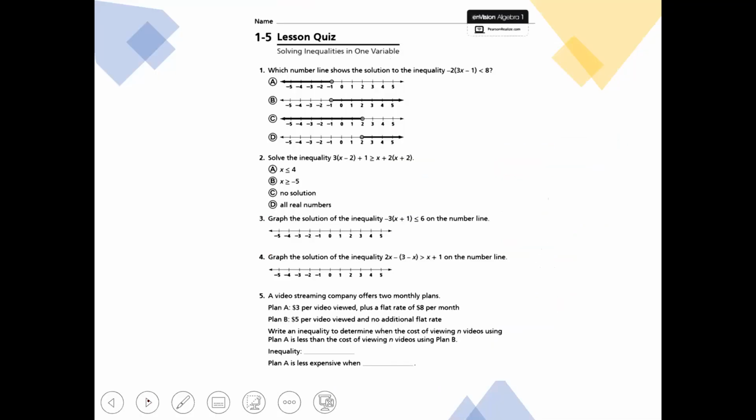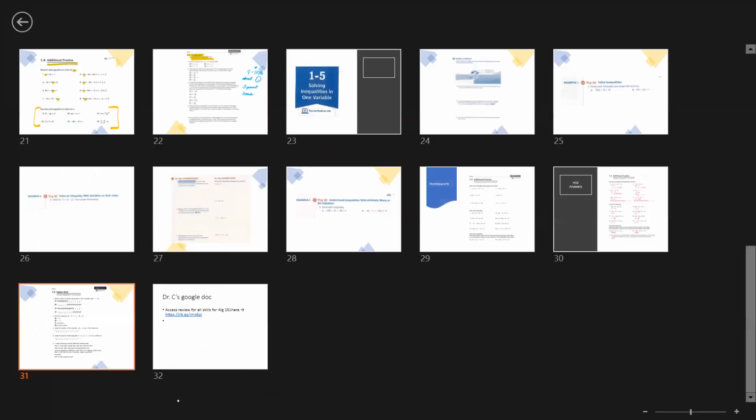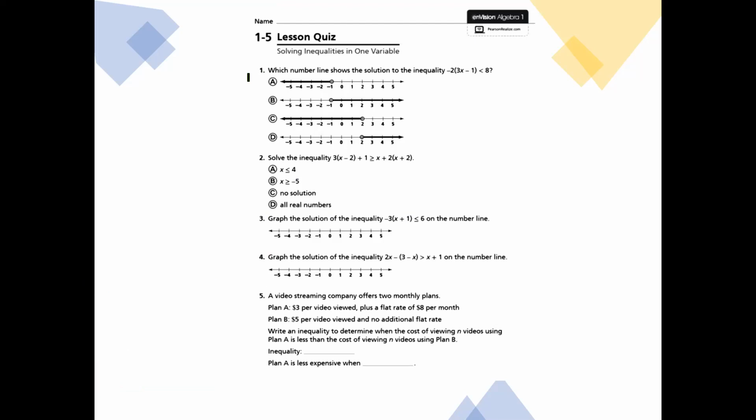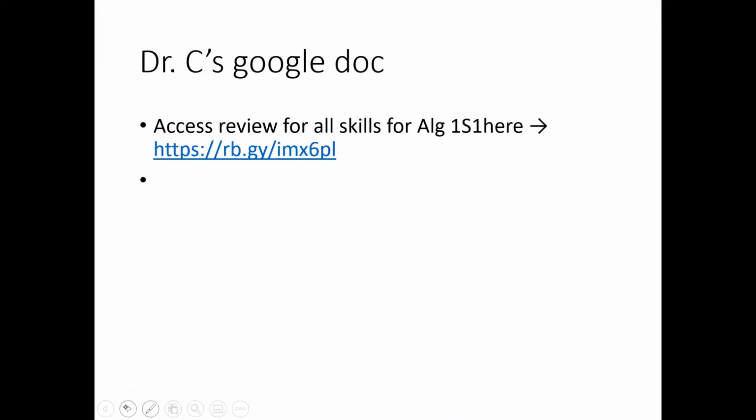And if you feel like you're adequately ready to take the quiz for this class, you're welcome to do so. You have 1, 2, 3, 4, 5 questions, and it is just going to be worth 2 points apiece. So your total grade is going to be out of 10 points. And you could do this on a separate piece of paper. You don't have to print this out or anything.